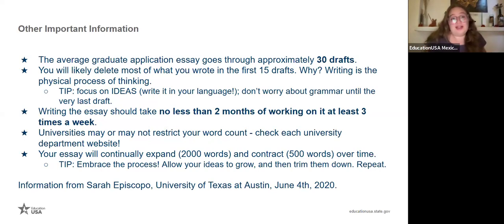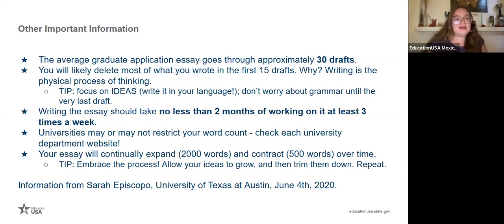Just some more important information to wrap everything up. An average graduate application essay goes through approximately 30 drafts. So there's no problem if you end up scrapping everything you wrote and starting over or changing every single sentence. It's totally okay. It's very normal and it's expected. Like I said, you're most likely to delete everything you wrote in the first 15 drafts, because writing is the physical process of thinking, and writing is rewriting. You want it to be as good as you can get it, right?